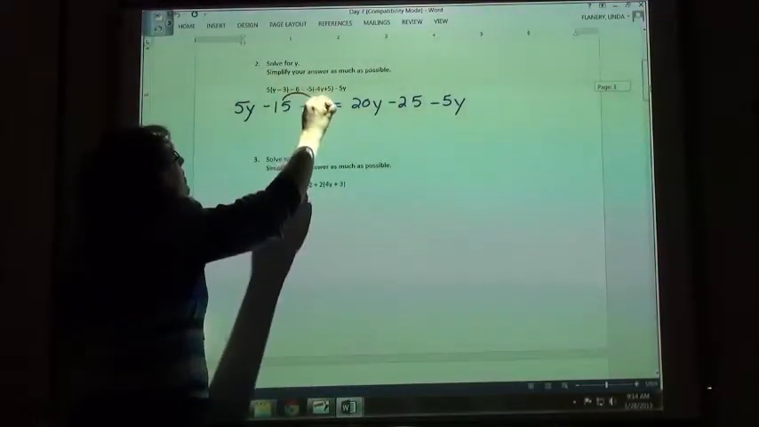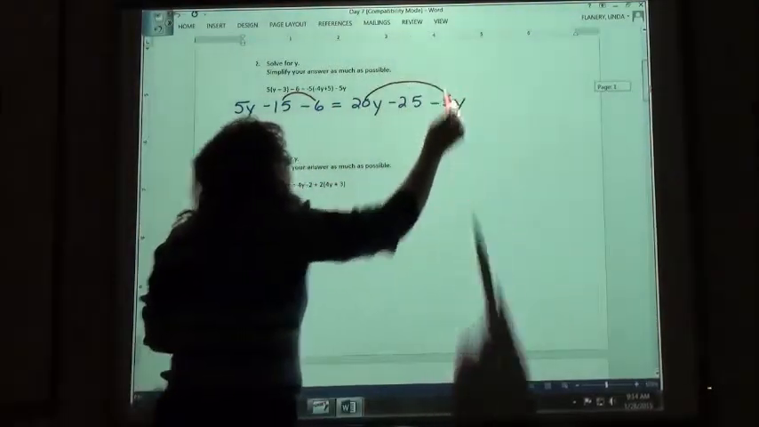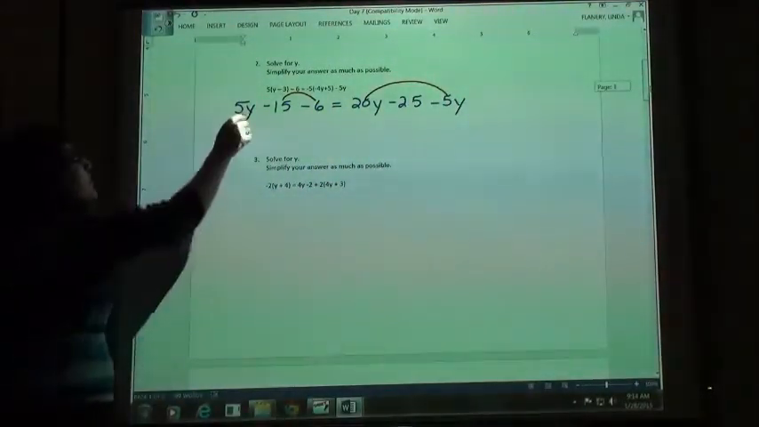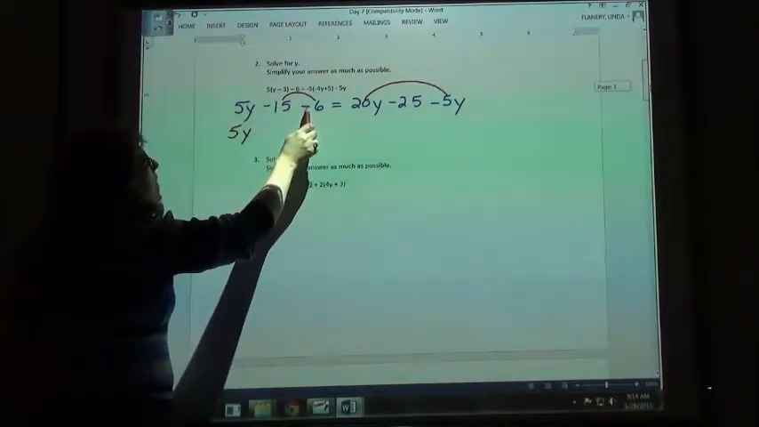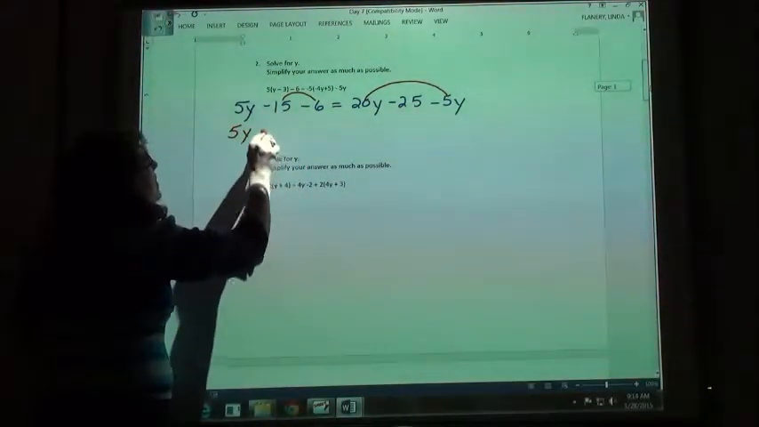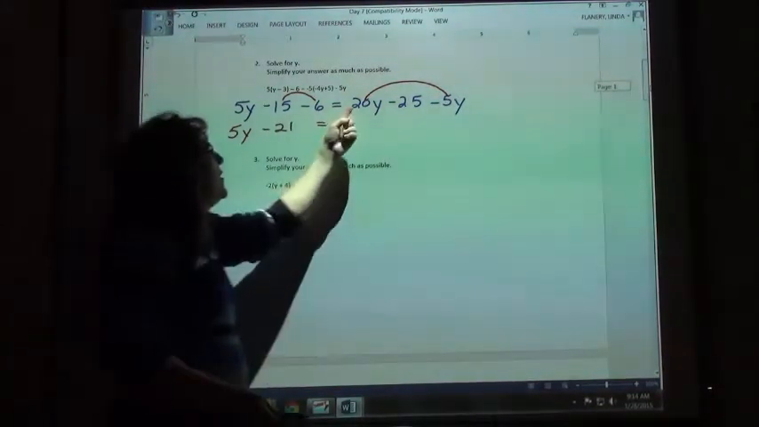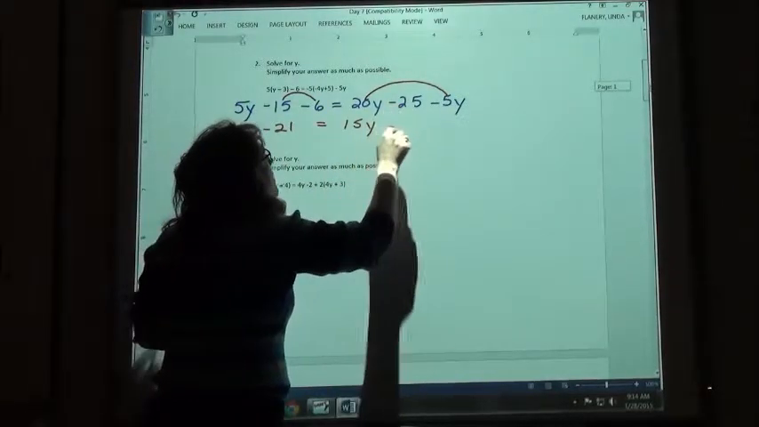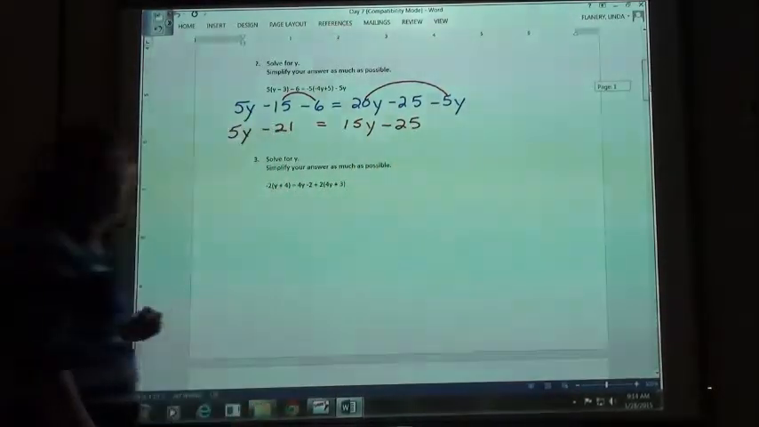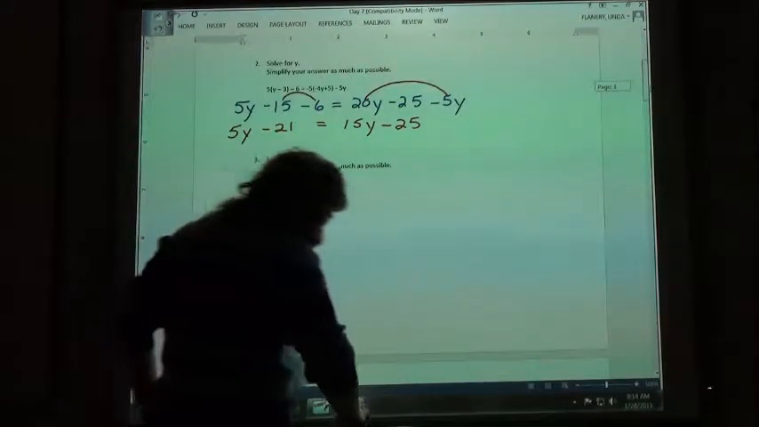On the left, I'm going to combine my numbers or my constant terms. On the right, I can combine the ones with the variables. So I'm still going to have the 5y. Negative 15 minus 6, I add and keep the sign, so negative 21. On the other side, 20 minus 5 would give me 15y and minus 25 that I'm going to bring down. So 5y minus 21 equals 15y minus 25.